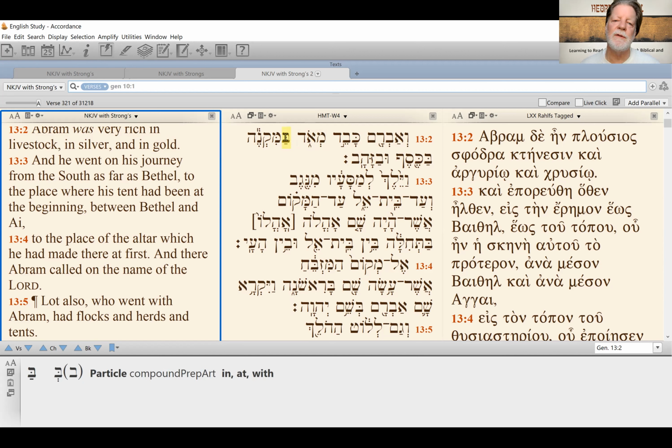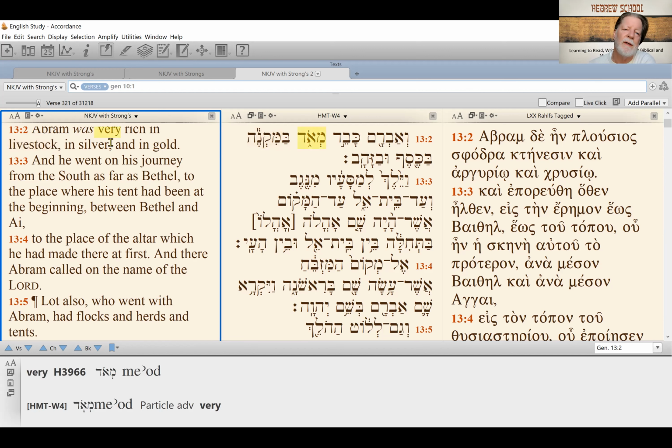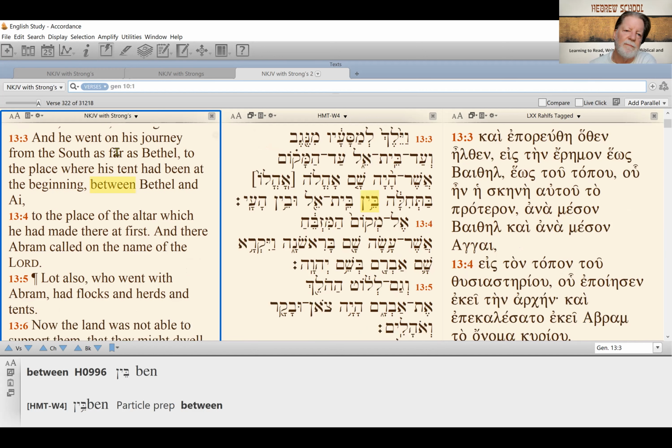Ba is the prepositional prefix in, and mikneh is stuff that you acquire. So possessions, usually material possessions. I think sometimes it could be a reference to livestock, as the New King James Version here says. It's related to the name Cain, which means Eve named him that because she had acquired a man-child from the Lord.